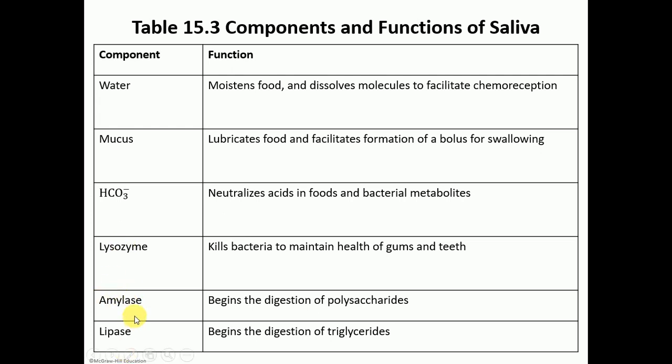Then we have these two different enzymes. These are digestive enzymes. So there's amylase, and that begins the digestion of starch. And there's also lipase, and that begins the digestion of triglycerides. So you see here that we really start the digestion of starch and fat in the oral cavity. Protein does not start in the oral cavity. Protein is going to start in the stomach.